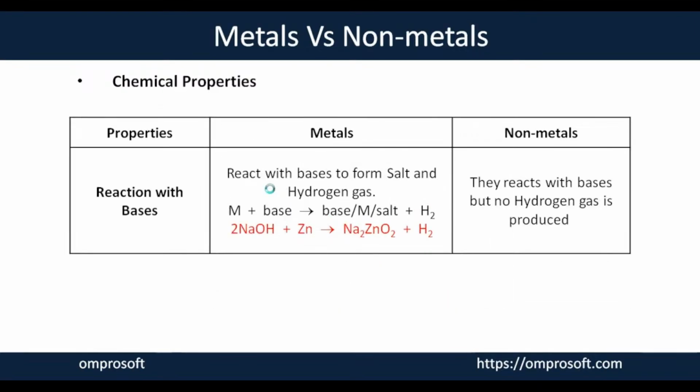The next reaction is with base. When metal reacts with base, it produces its salt, some kind of bases get formed, or the metals remain in their oxide form. But they also liberate hydrogen gas during this reaction.